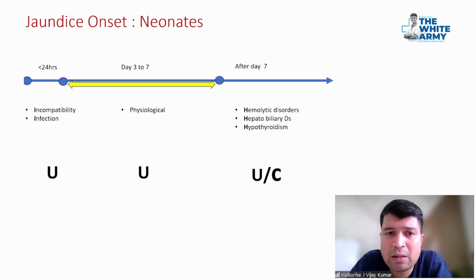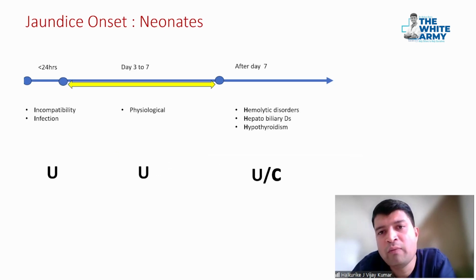That is, incompatibility and infection are the causes. Somewhere between day 3 to day 5 or day 7, we all see physiological jaundice. So beyond day 7, each of the three heads should be considered: hemolytic disorders, hepatobiliary disorders, and hypothyroidism. Easy to remember. This is my UG day slide. I still remember only this. So the first two entities are unconjugated jaundice.